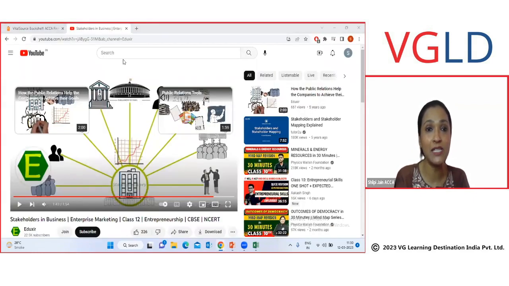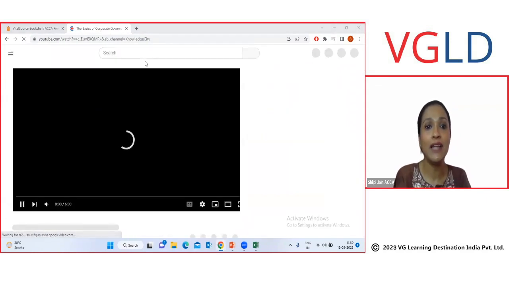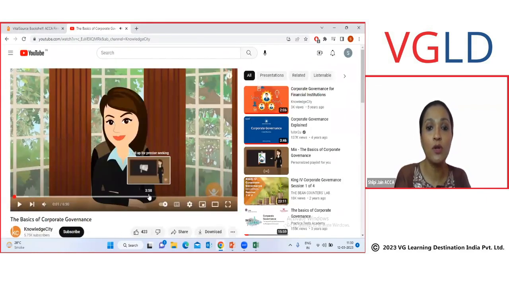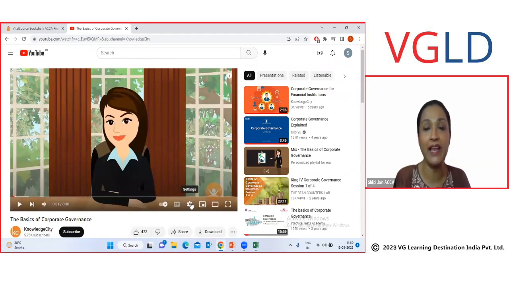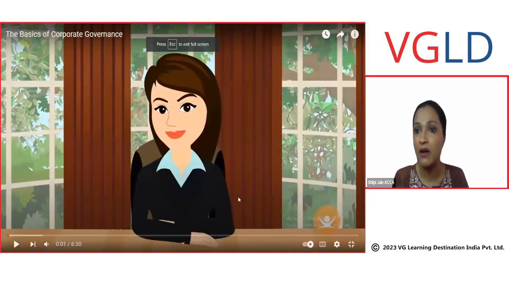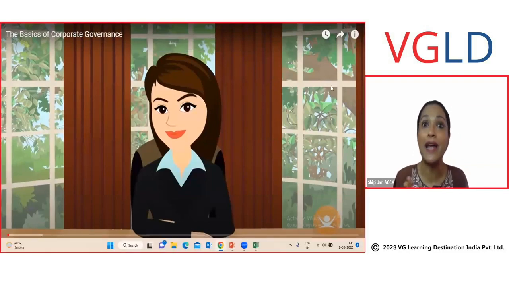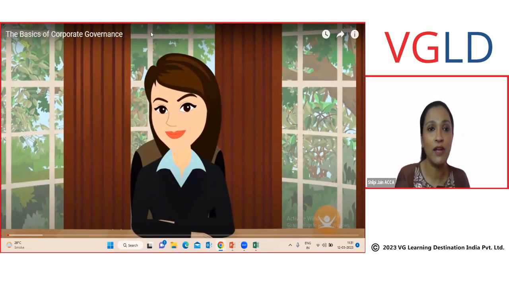Now, corporate governance is a big topic, so big that you're going to learn it in elaborate detail in your next paper, which is going to be your Strategic Business Leader paper. But here at FM level, we only need the introduction: what it is, and why it is required. Basically it is there to fill in that agency gap that we've identified. That much knowledge is going to be sufficient from your FM paper's perspective. Quickly have a look at this.